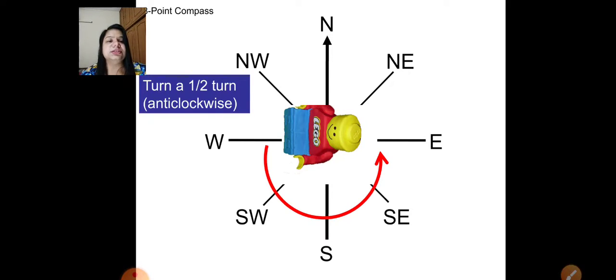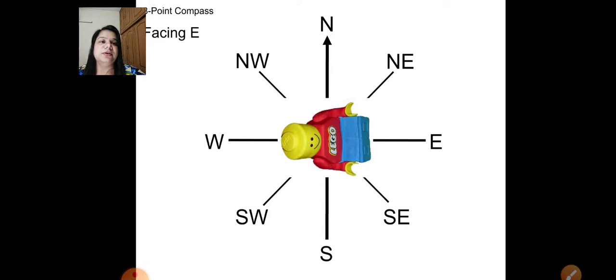Now next, just check. Now the Legoman is facing towards west and it has to take half turn, but in which direction? Now the direction is anti-clockwise. Just check, I have marked the arrow here. It is the anti-clockwise direction, just the opposite direction to the clock. So if it takes half turn, it will move to the east direction. Now it will be facing towards east. Okay.